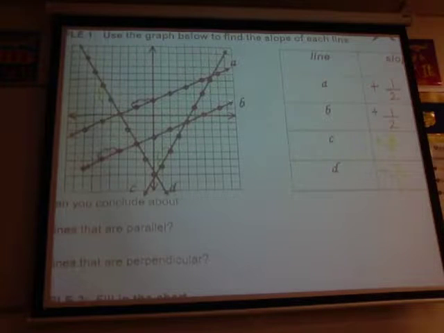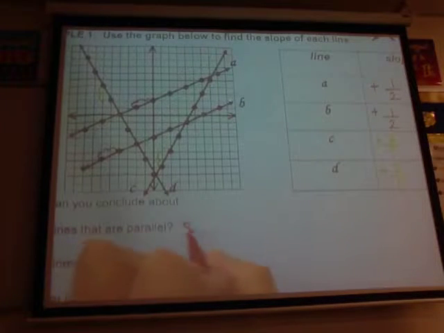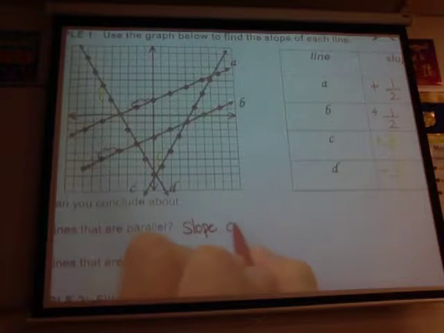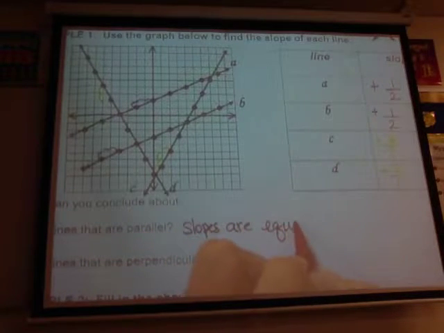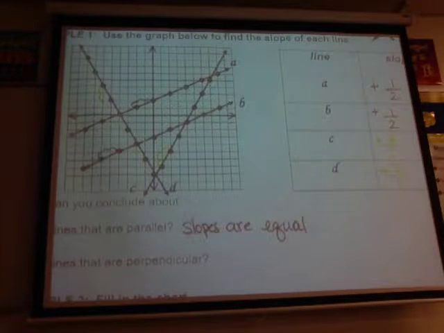Alright, now let me ask you this. Which lines look parallel? A and B. You're right. What do you notice about the slopes of A and B? They're the same. Okay. So, the slopes are equal if it's parallel.